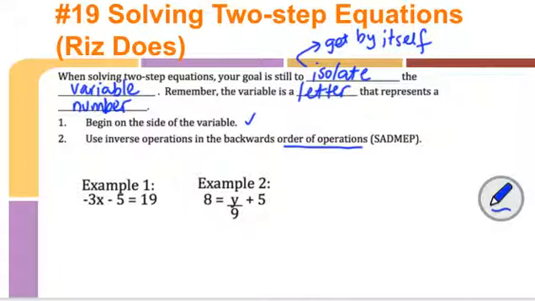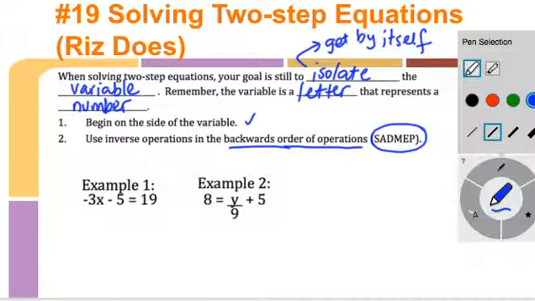So people have different ways of doing this. This is the way that I have found to be simplest to kind of explain. Alright, so it's going to be SADMEP instead of PEMDAS. PEMDAS stands for parentheses, exponents, multiplication, division, addition, subtraction. SADMEP just stands for subtraction, addition, division, multiplication, exponents, parentheses. So you're going to go through that, and I'm going to show you how to do that.